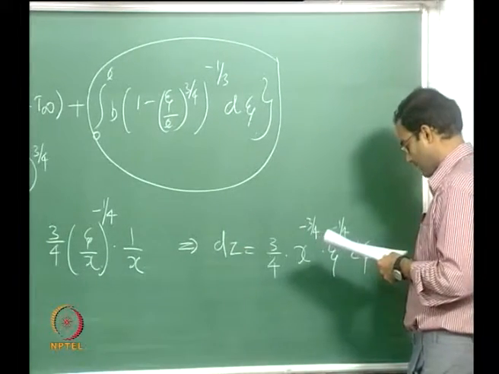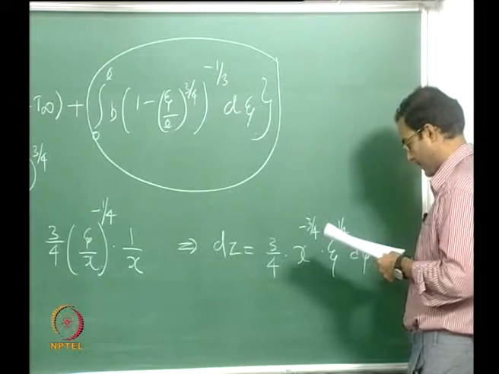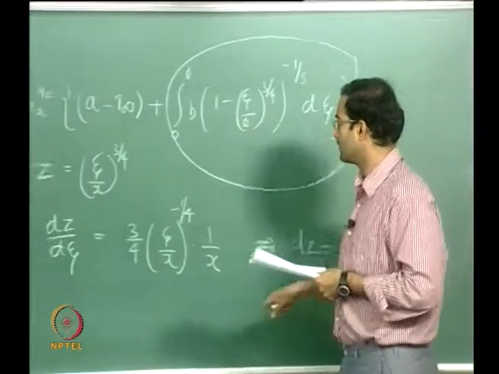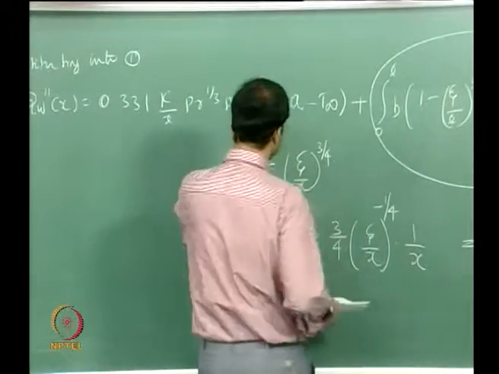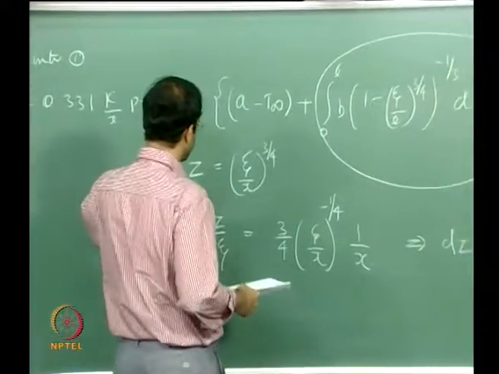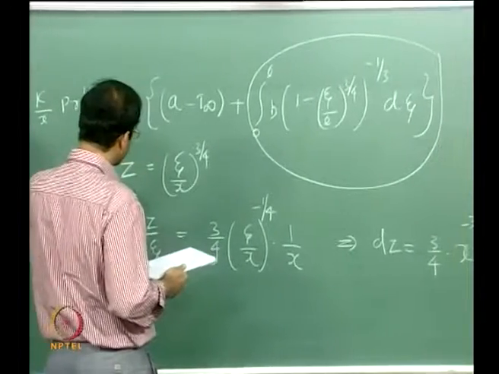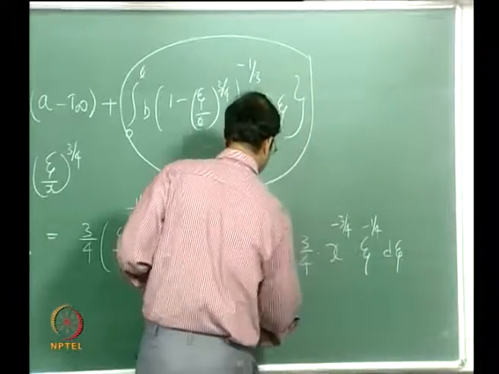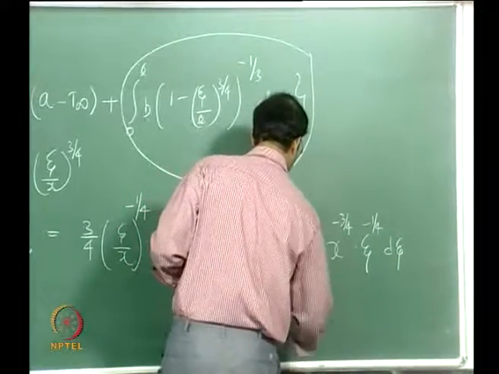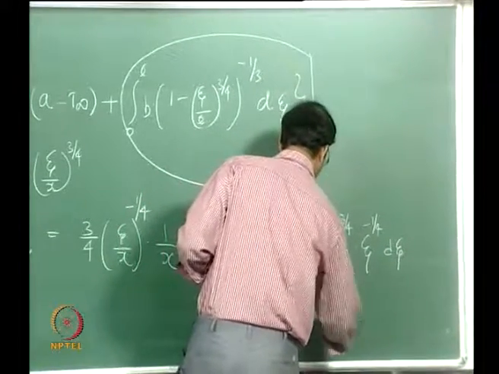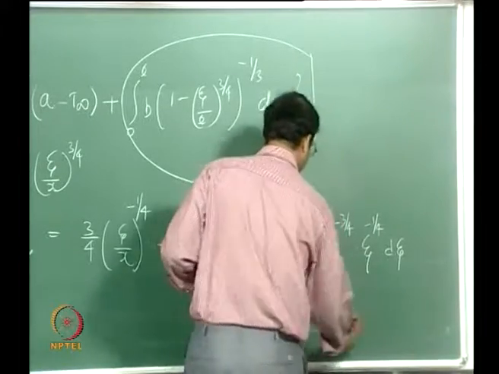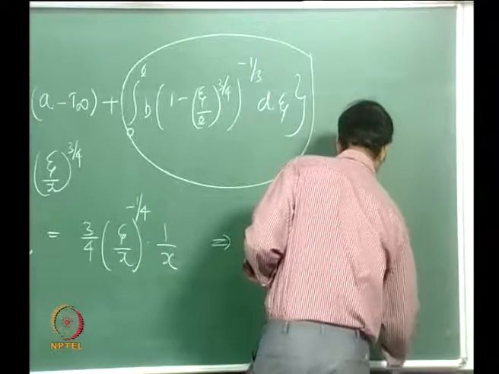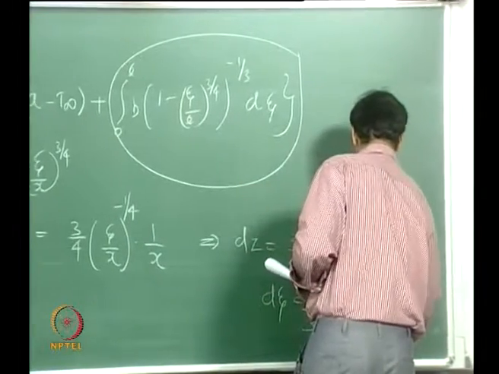In fact I can also write this in terms of z. Now z is zeta by x to the power 3 by 4, so z to the power of 1 by 3 I can put it, because this is already, yeah, so my dz will be d zeta 4 by 3 here, x to the power 3 by 4, zeta to the power 1 by 4, okay.